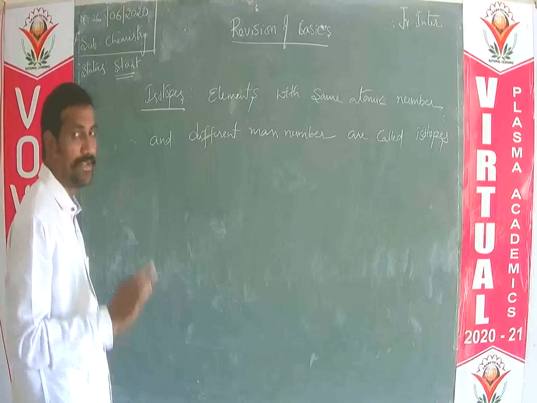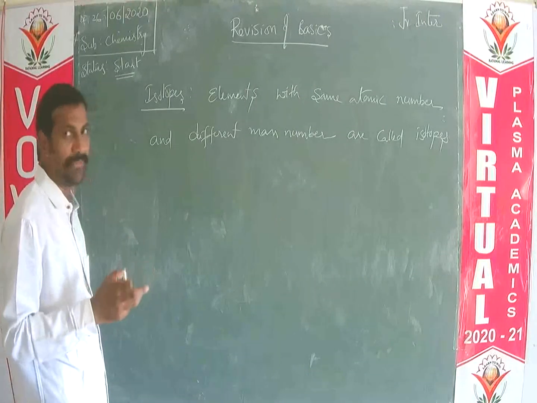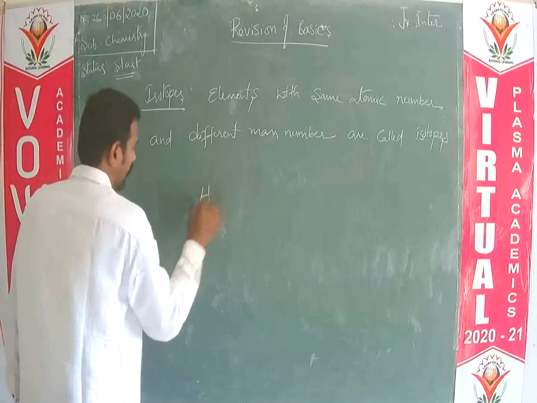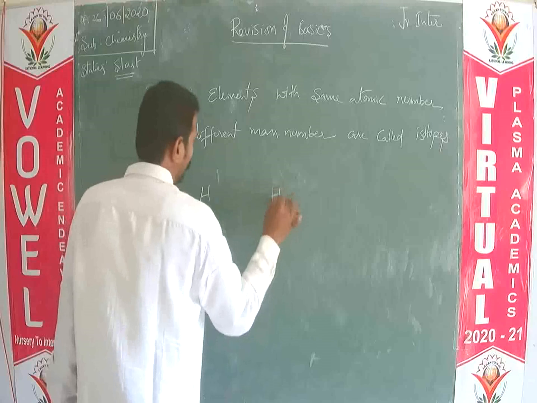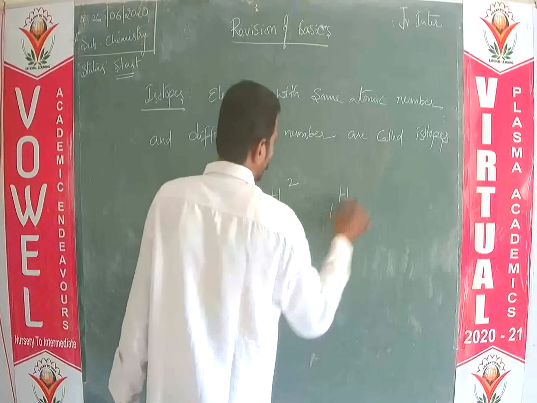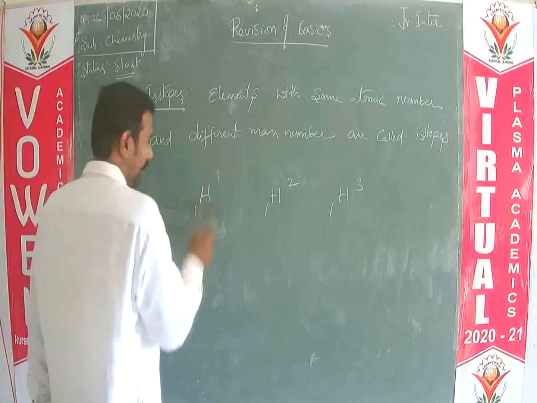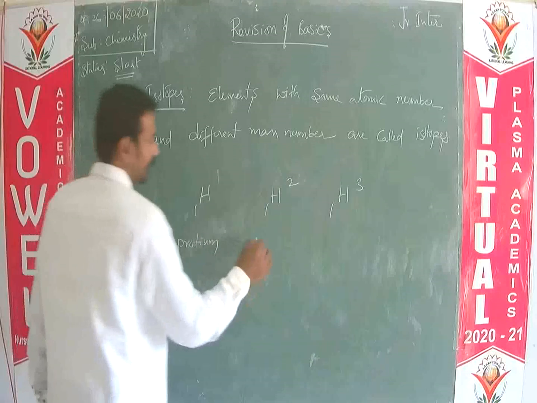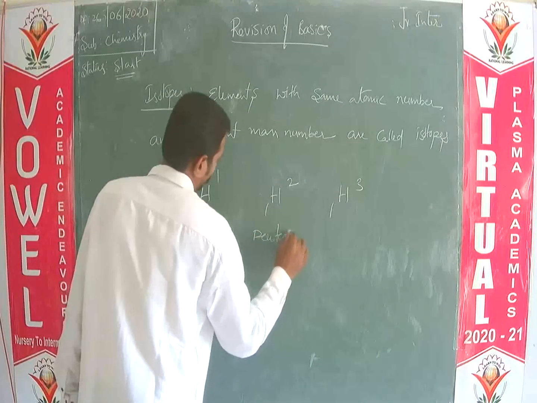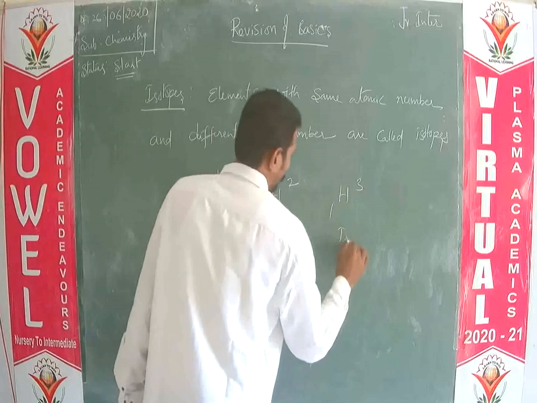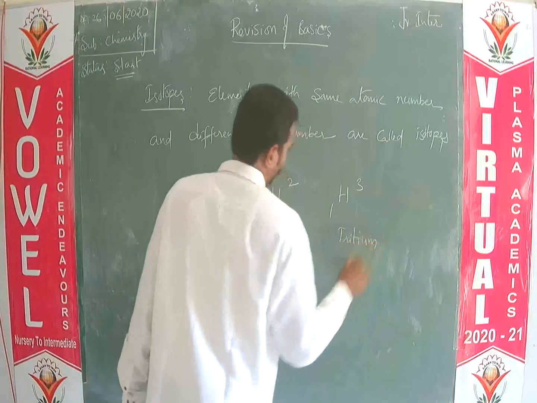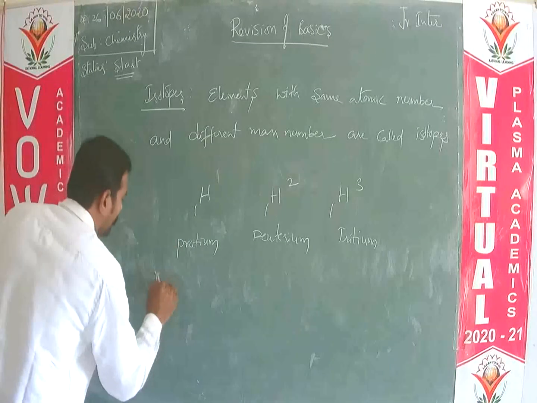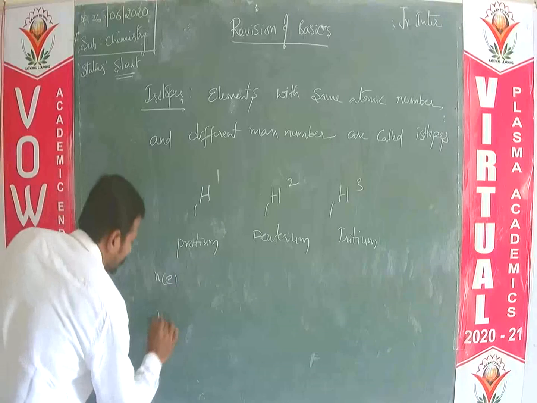Hydrogen exists in nature in three different forms, not physical states. One is H11, second one H12, third one H13. Here H11 is called protium. This is deuterium. This is tritium. Now find out the number of electrons, protons and neutrons for each one.